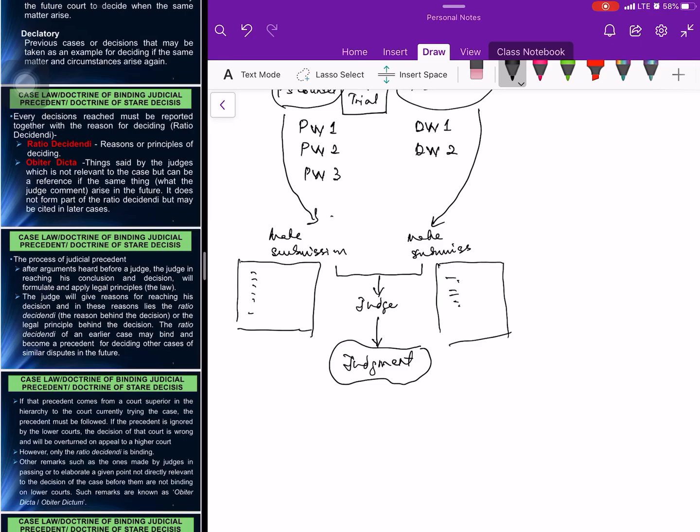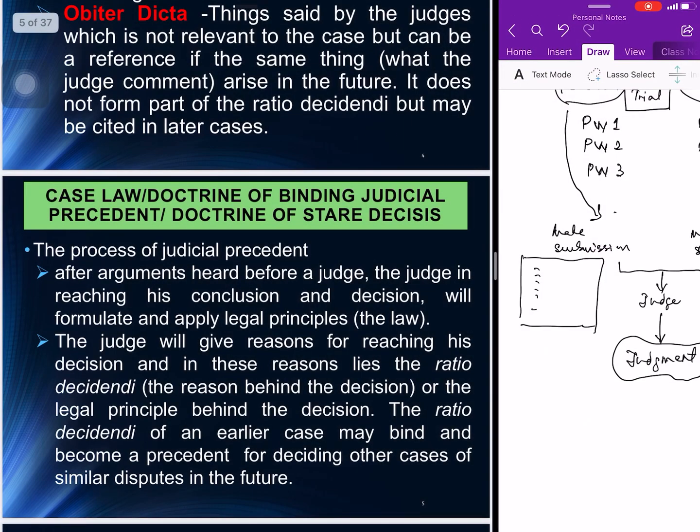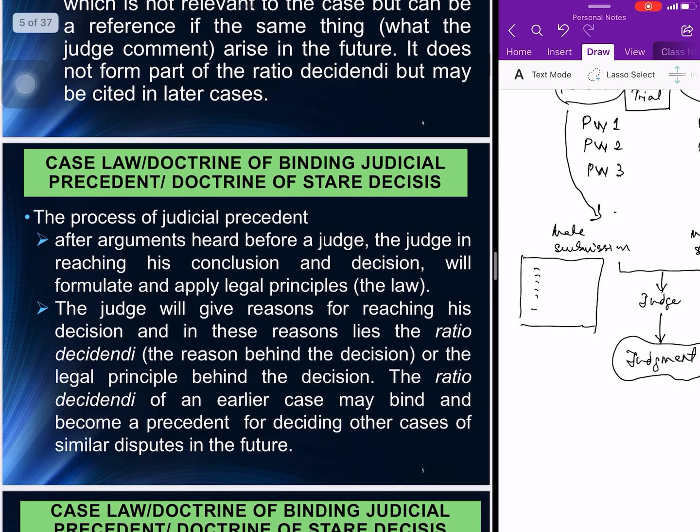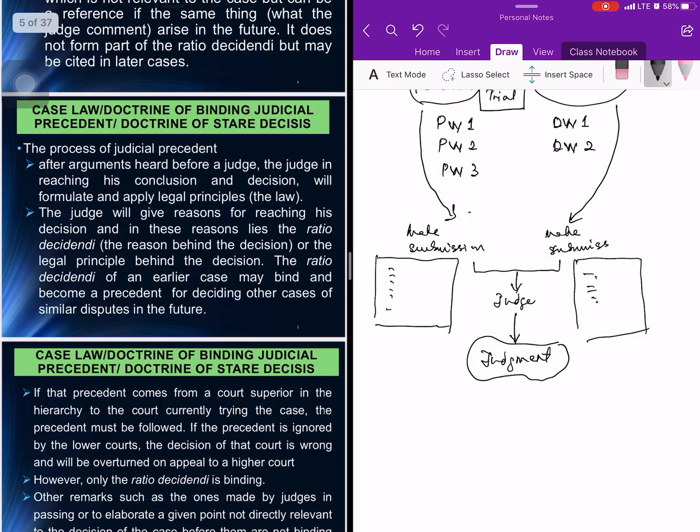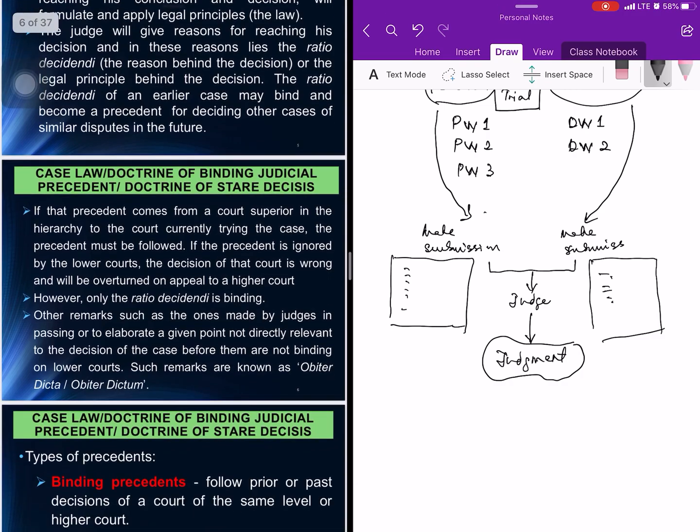So we look back here. After arguments are heard before a judge, the judge, in reaching his conclusion and decision, will formulate and apply legal principles, which is the law. The judge will give reasons for reaching his decision, and in this reason lies the ratio decidendi, the reasons behind the decision or the legal principle behind the decision. So whatever earlier case may bind this particular judge in making their decision. If the precedent comes from a court superior in hierarchy, then they will follow. And if the precedent is ignored by the lower court, the decision of that court is wrong and will be overturned on appeal to a higher court.